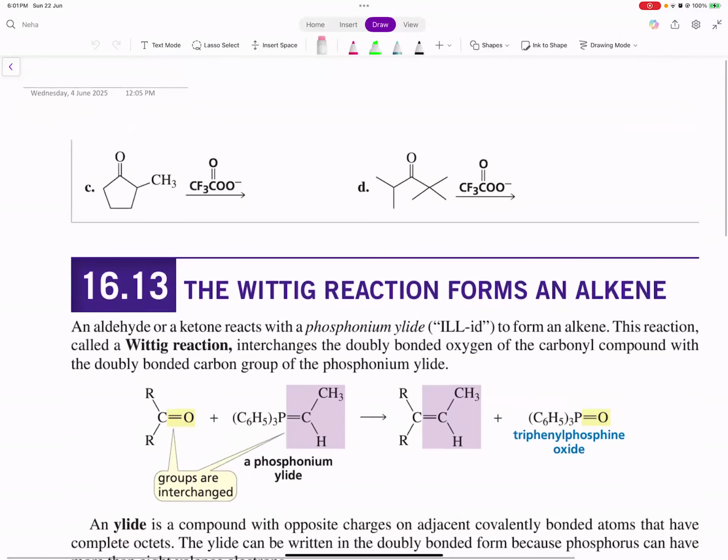Draw this one, C and D, and send me by drawing. Draw and send me. Yes, sir. So in C, the ring is easier to migrate, right? I don't know anything. That's why I asked you to send me the photographs. After that, I'll check.